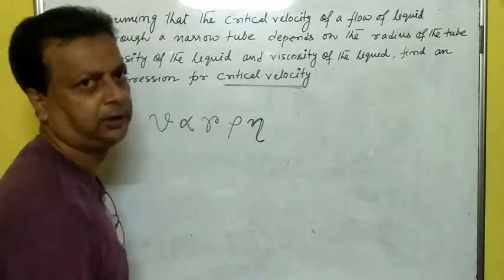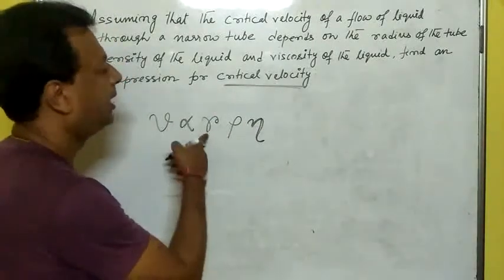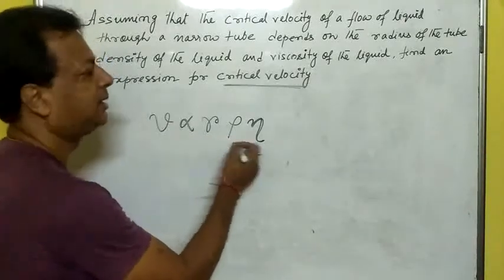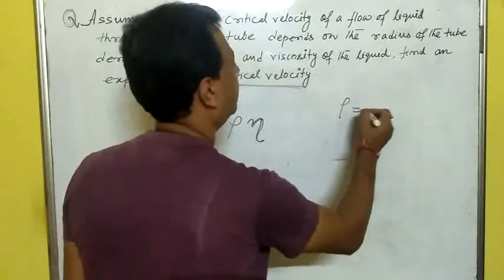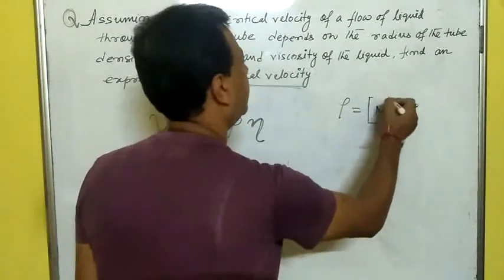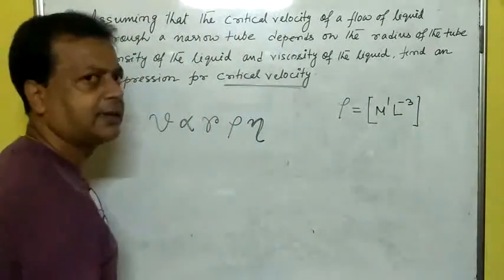This is viscosity. Now, we must know the dimension of r. R, you know, is length. Now, what is rho? Rho is density. Density is mass per unit volume. So density is M1 L to the power of minus 3. This is the dimension of density.